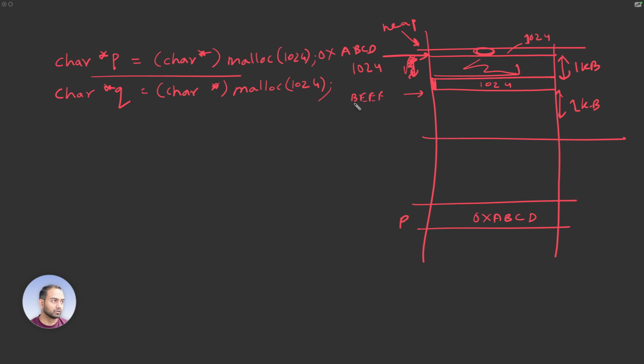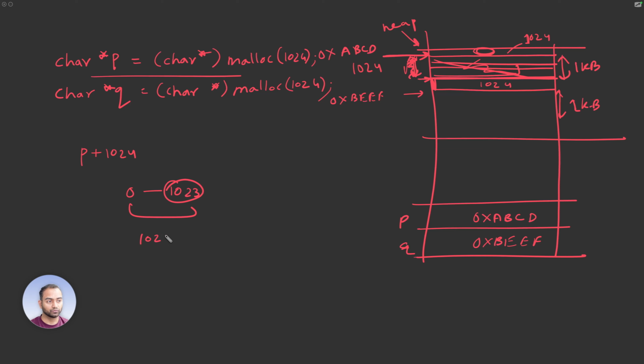Now recall that if we did this, P would start from ABCD, and we would have added 1024. So essentially, we are now pointing here. From 0 to 1023, those are the bytes we are allowed to touch, meaning the first byte here, second byte here, and so on, up to the 1024th byte. That is 1024 total bytes that we are supposed to touch because we asked for a 1 KB allocation.